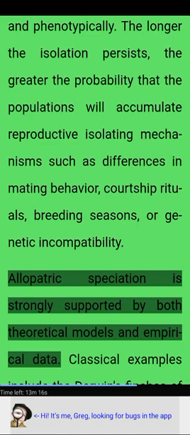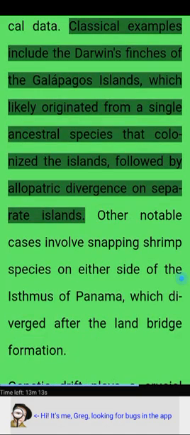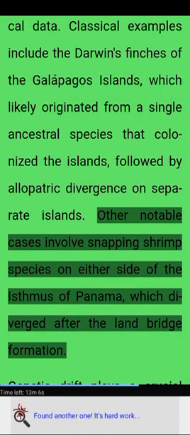Allopatric speciation is strongly supported by both theoretical models and empirical data. Classical examples include the Darwin's finches of the Galapagos Islands, which likely originated from a single ancestral species that colonized the islands, followed by allopatric divergence on separate islands. Other notable cases involve snapping shrimp species on either side of the Isthmus of Panama, which diverged after the land bridge formation.